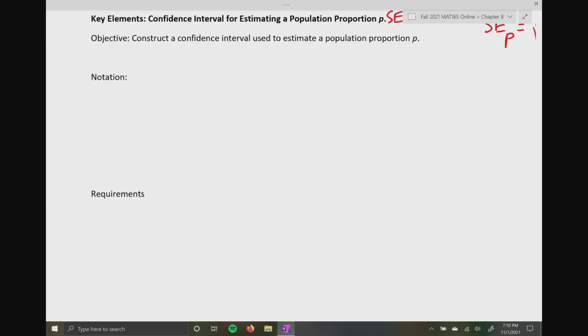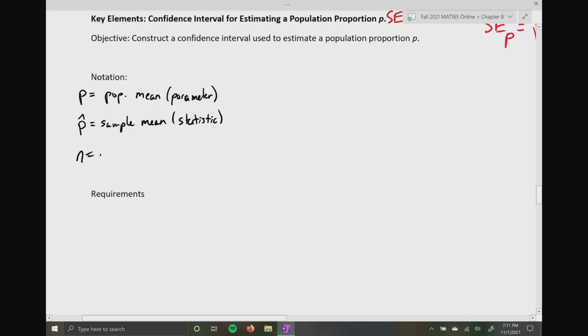Okay? So first, notation. P is going to be our population proportion. It's a parameter. P hat is going to be our sample proportion. And remember, that is a statistic. All right. N is going to be the number of samples. SE is going to be our standard error. ME is the margin of error.